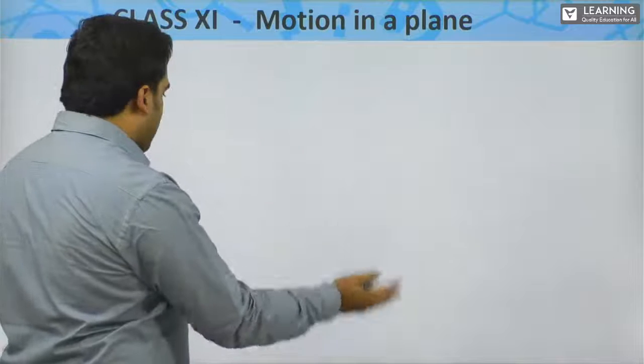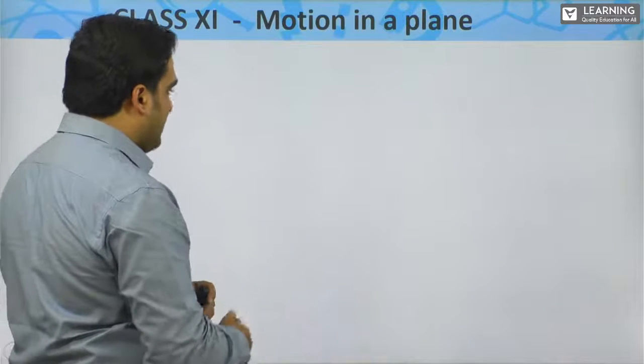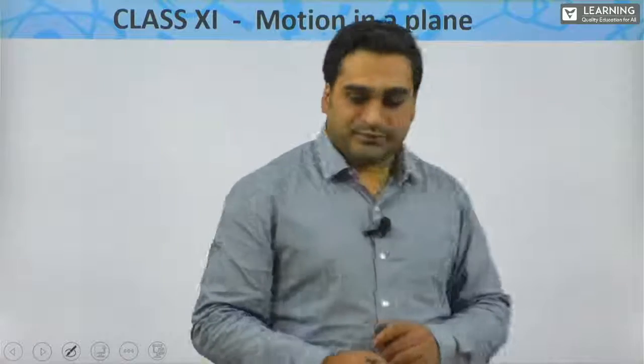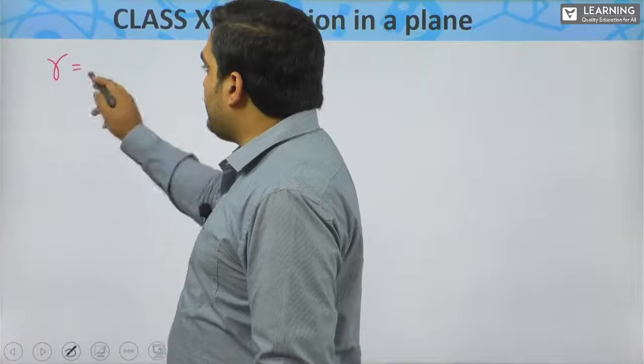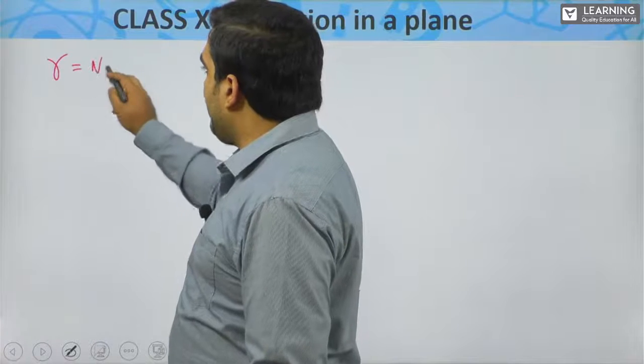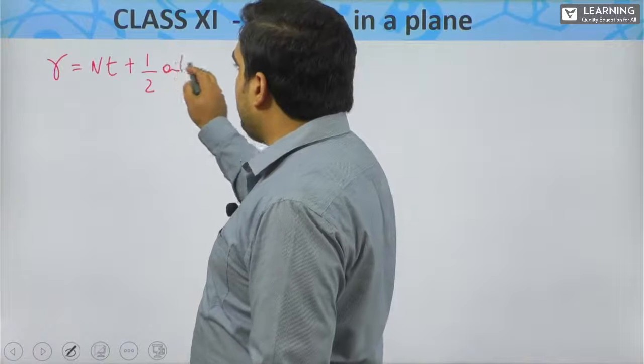I'll write it here. R equals Vt plus half a t square.